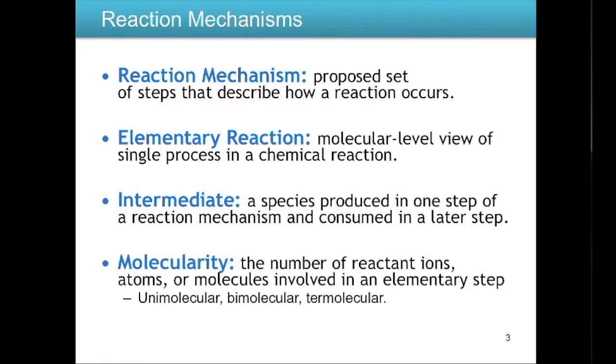An intermediate is a species produced in one step of a reaction mechanism and consumed in a later step, and the molecularity of a reaction just refers to the number of reactant ions, atoms, or molecules involved within one of those elementary steps. So remember, an elementary step represents a single process, like a single collision.